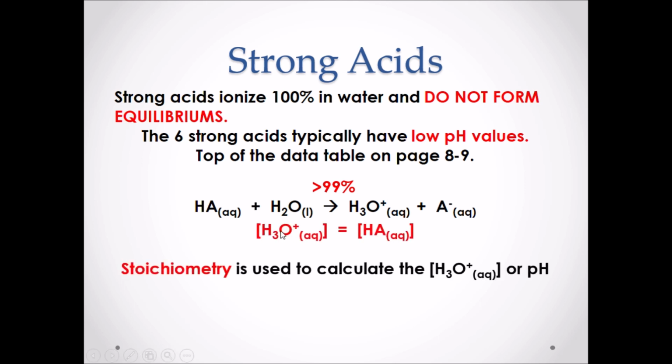Therefore, once the reaction has occurred, the concentration of H3O+, the product, should be equal to the concentration of the original acid, HA. Stoichiometry can then be used to calculate the concentration of H3O+ or to find the pH of a strong acid solution.